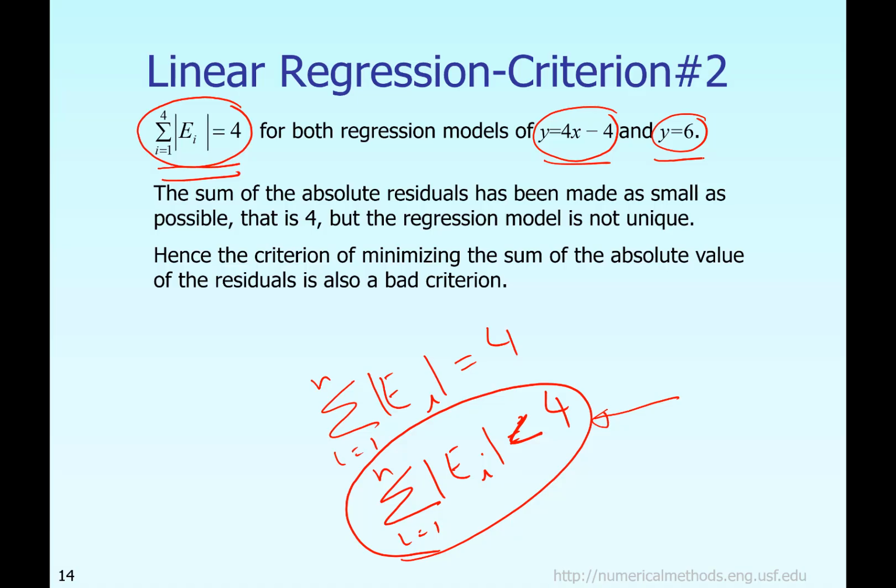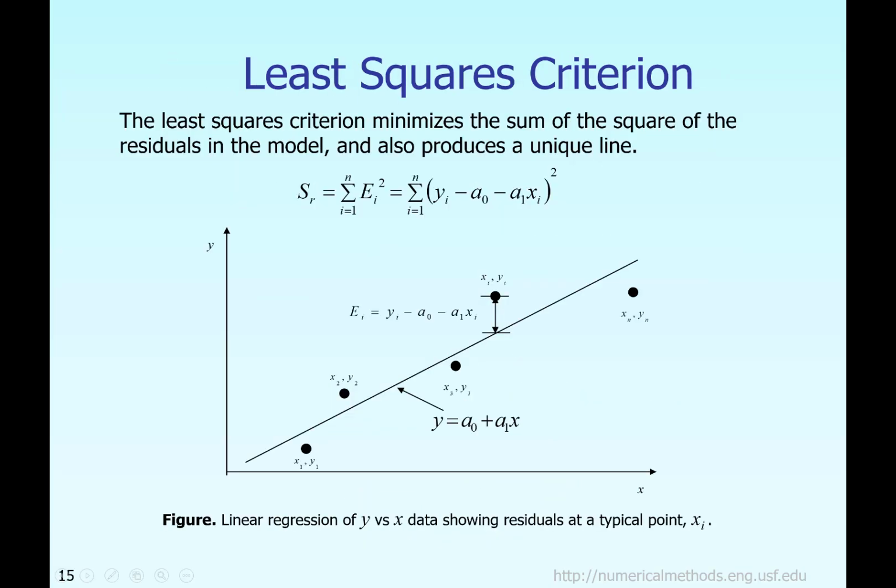If the regression model is not unique, the sum of the absolute value of the residuals is also a bad criterion. So we already talked about whether we can use the sum of the residuals as a criterion. We already talked about whether we can use the sum of the absolute value of the residuals as a criterion. It seems that both of them are not good criteria to use.